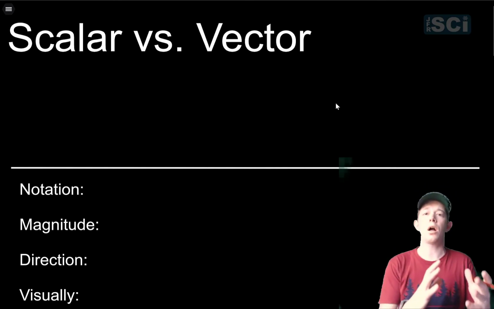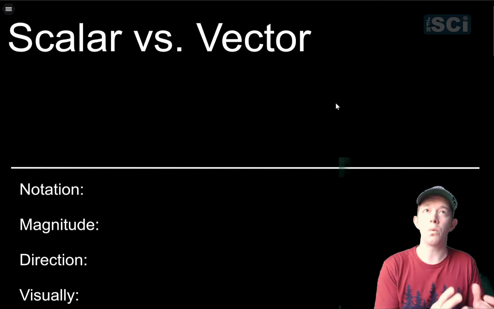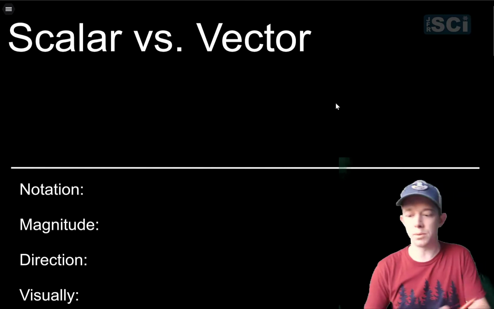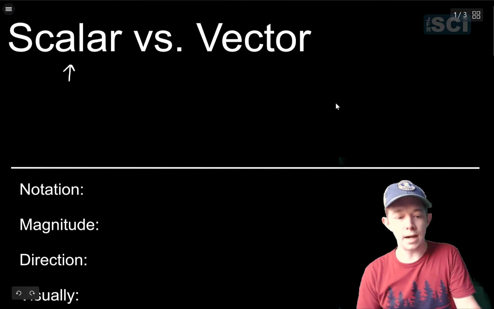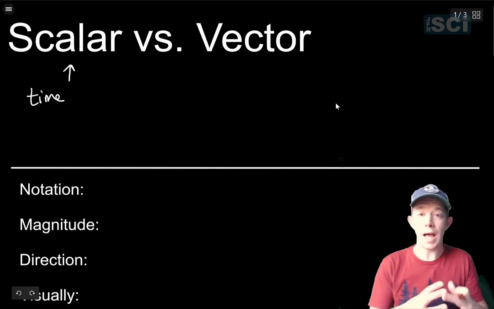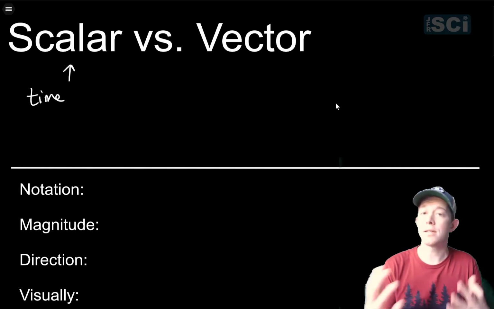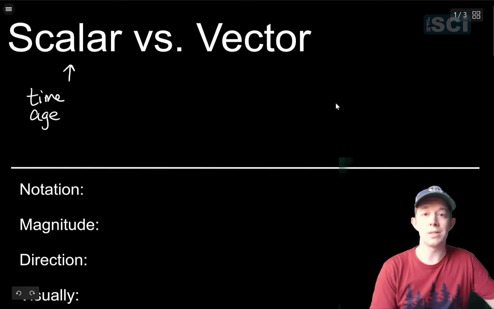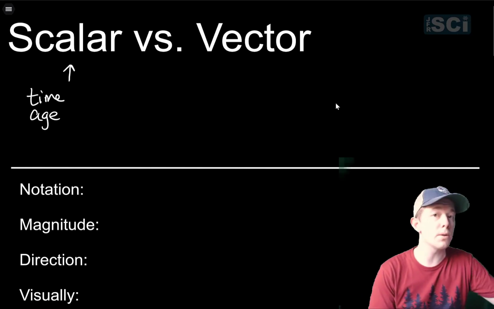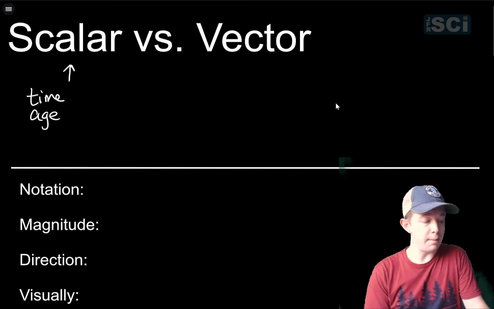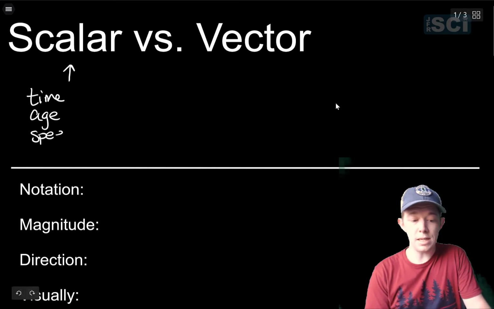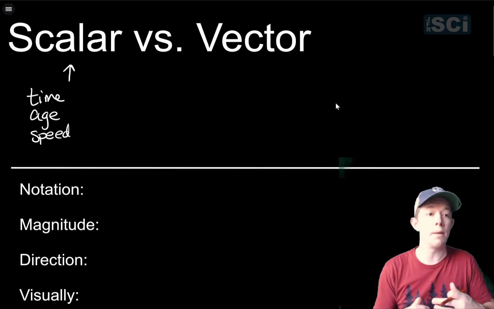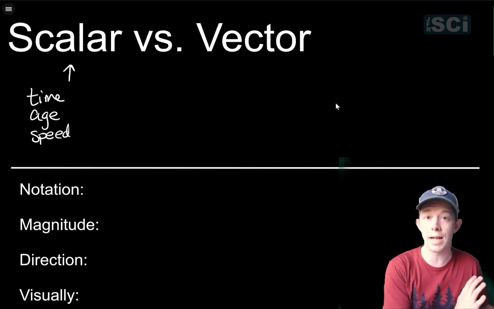Well, scalars are quantities that we measure that only have a magnitude. I'll give you a couple examples of them. So I might say time. Time has a size to it. So I might say 60 seconds or 3 hours. Age, you could say that someone's 16 years old or they're 53 years old, right? I might say speed. Speed is a scalar because I might say that I'm moving at 30 meters a second, or I might be moving at 100 kilometers an hour.